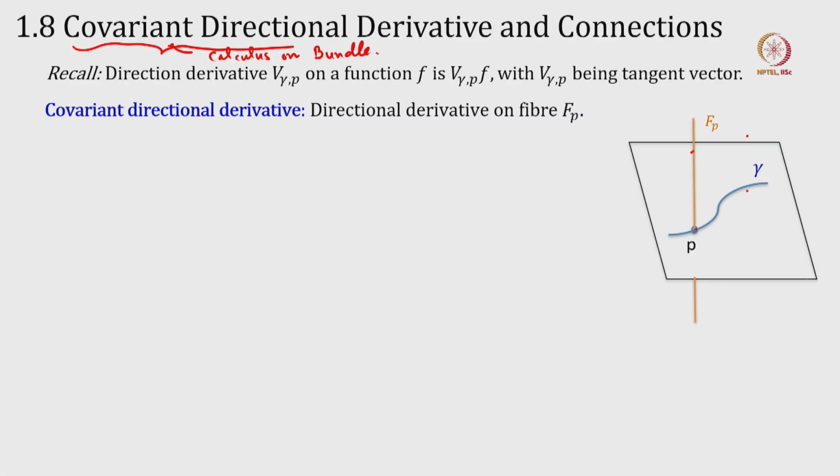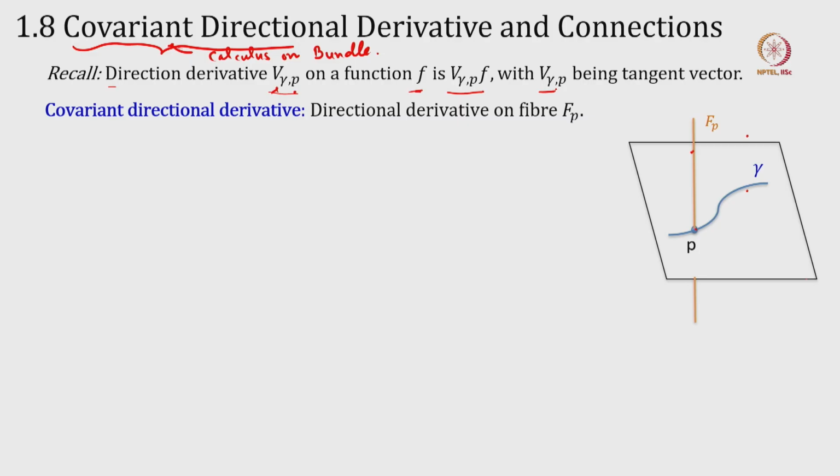whereas the directional derivative we did, which is written here, was to take a tangent vector on a curve at a given point on a function. We did it on a function, and this is what the directional derivative was defined to be.